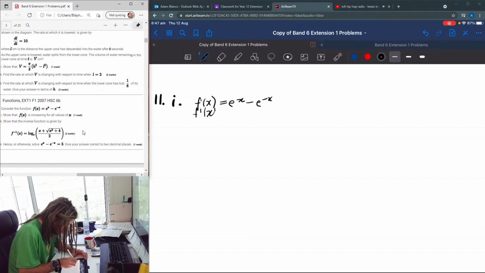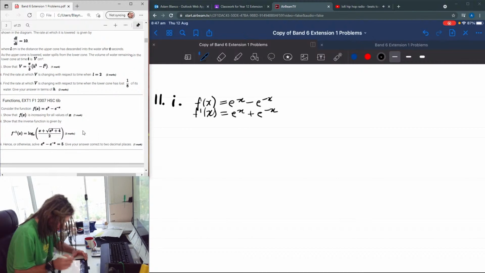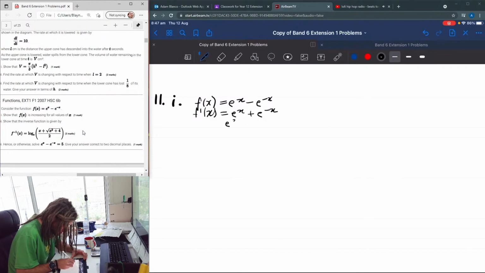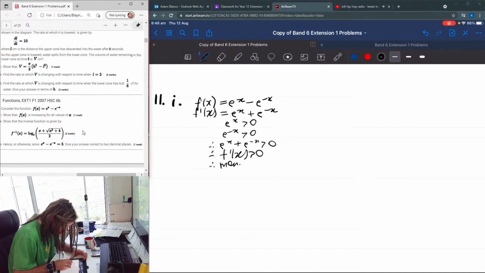Alright, derivative e to the x plus e to the minus x. You just got to argue that that thing's going to be always greater than 0. I guess the way you do that is just be like, that's bigger than 0, that's bigger than 0, therefore that's bigger than 0. Therefore, monotonic increasing. QED.